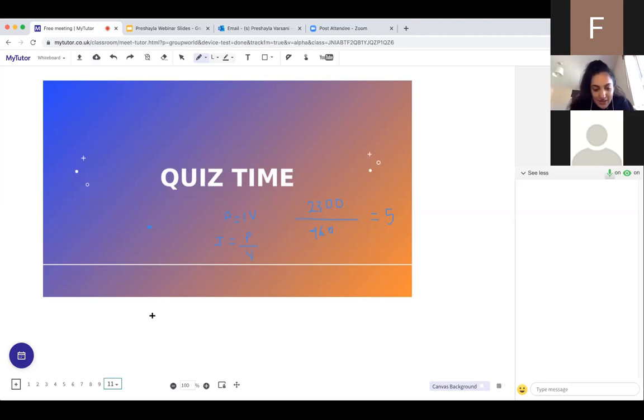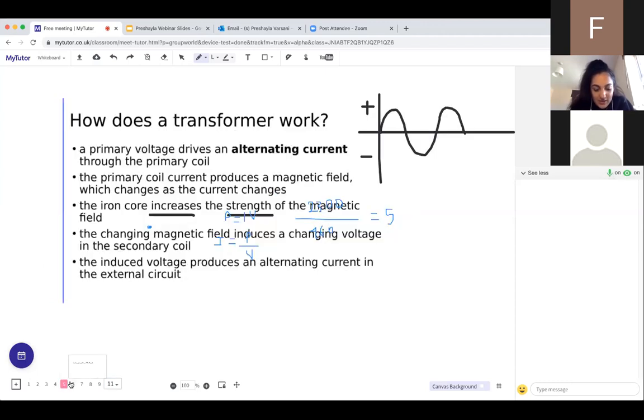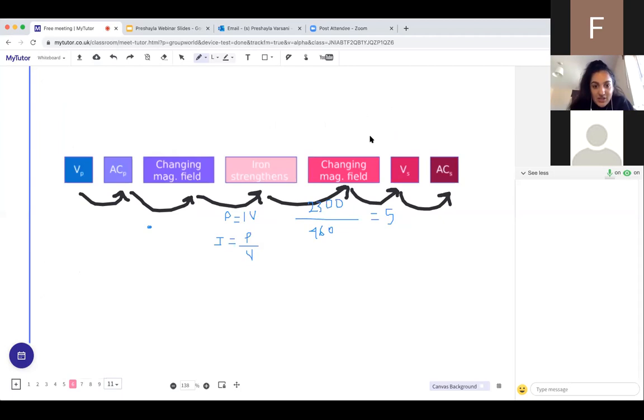Okay, someone said go back to slides 5 and 6. I'll leave it on 6 because someone else wanted that as well. This is the transformer flow diagram. As I said, do just learn this diagram and that will really help you to learn the process of how a transformer works.